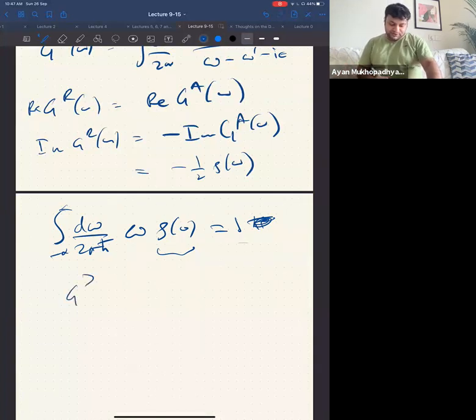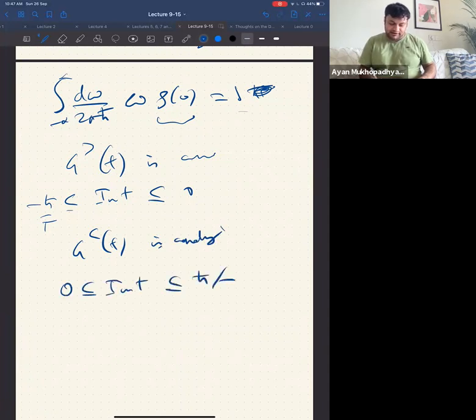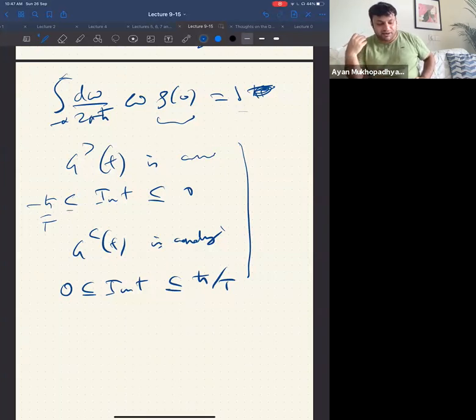And similarly, we showed that G greater(t) is analytic for imaginary t in the range −ħβ < Im t < 0. And you can also show similarly that G less(t) is analytic for 0 ≤ Im t ≤ ħβ. So if these relations are violated in your computations in an uncontrolled way, again you say that your approximation schemes are not good. So these are very fundamental properties that have to be respected in any computation, right? This is why it is very important to know this.